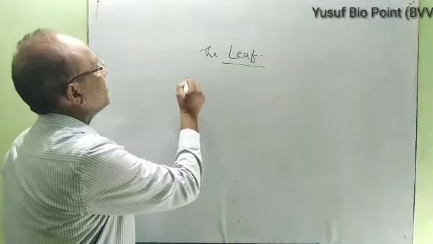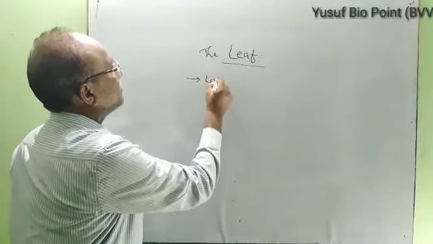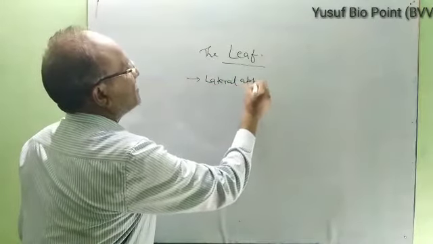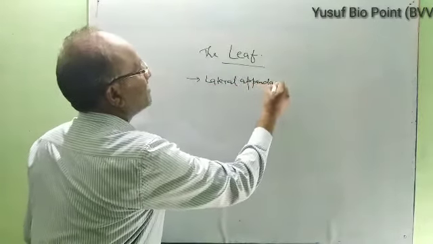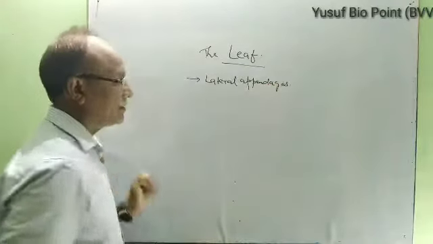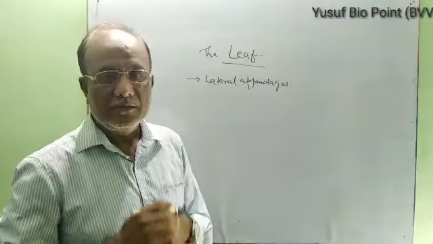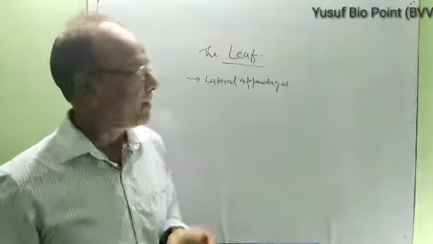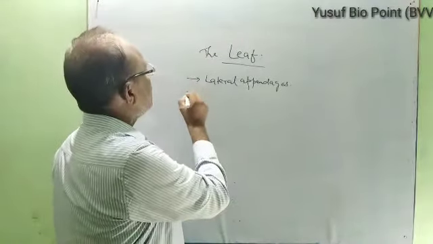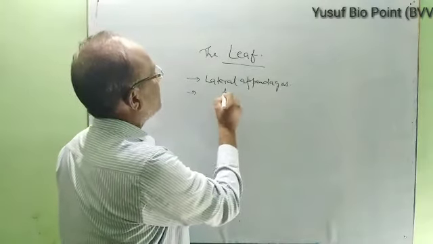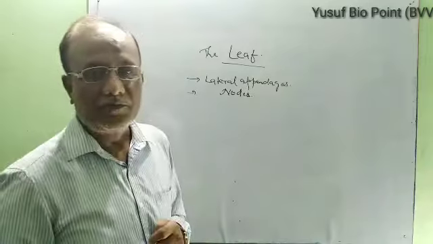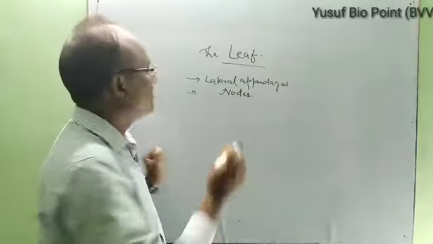So the leaf is a lateral appendage. It comes out laterally from the stem of plants. Second, it comes out from nodes.